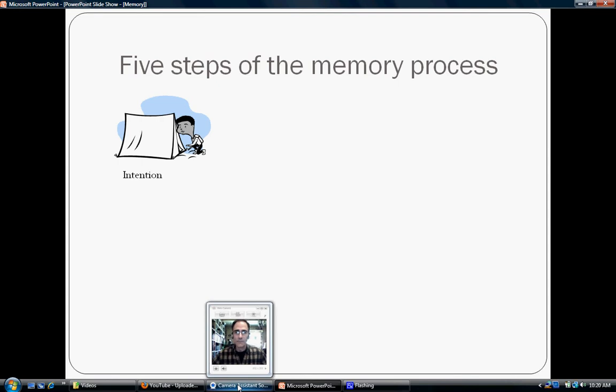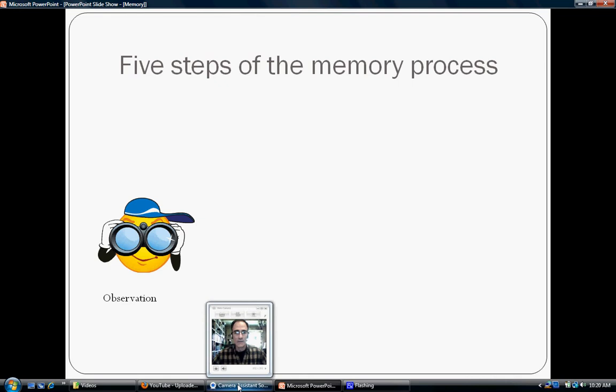And we can, of course, remember stuff that we had no intention of remembering, and there's probably lots of stuff in your past that you would just as soon forget. This type of memory process is stuff that you probably should remember, for example, material from class. So the first step in the memory process is actually having the intention to remember. And then the second step is to observe it. In order to remember it, you've got to get it in the brain in some fashion.